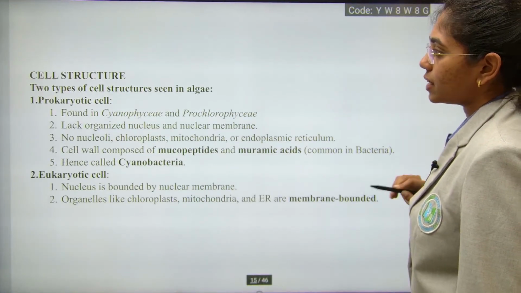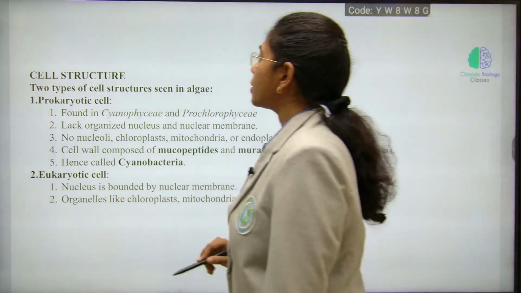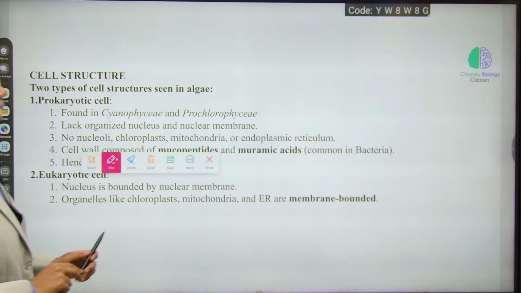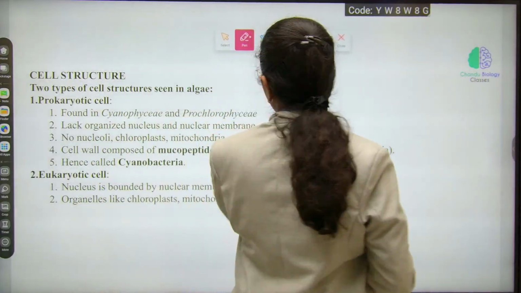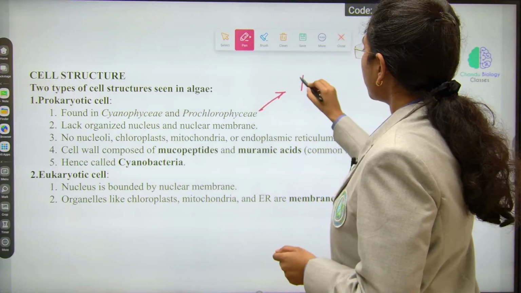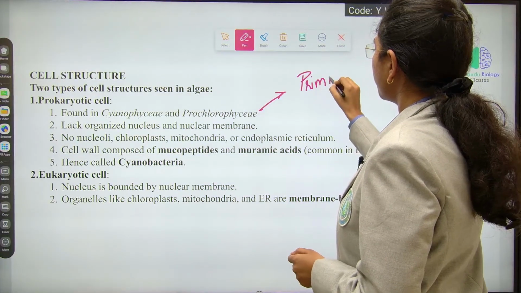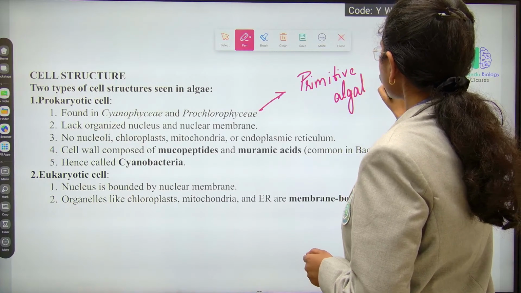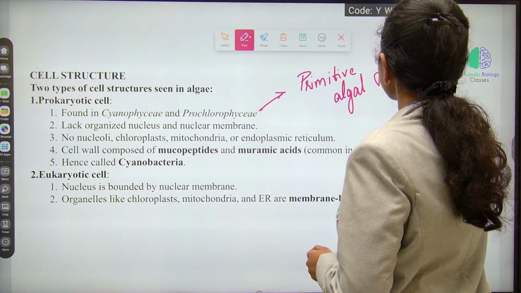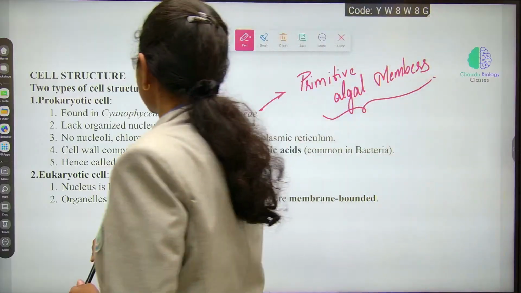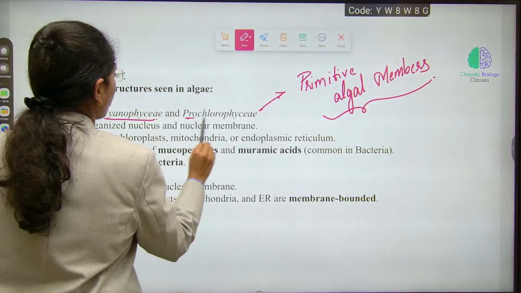Here we go with cell structure. Two types of cell structures are seen in algae. Prokaryotic cell is observed or found in Cyanophycean cell or Prochlorophyceae, which are primitive algae again. These are primitive algal members. Okay, they are found in Cyanophyceae and Prochlorophyceae.